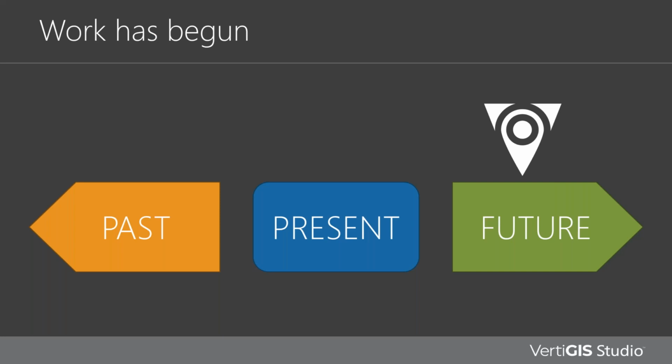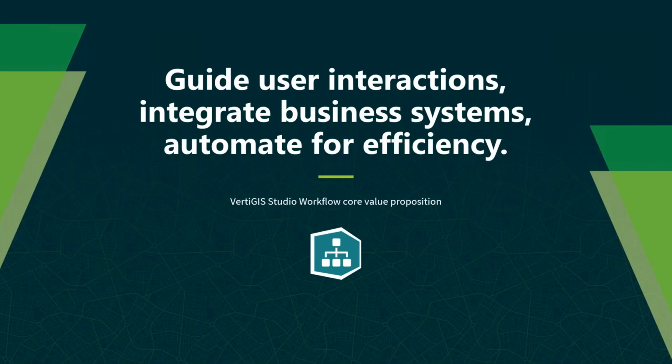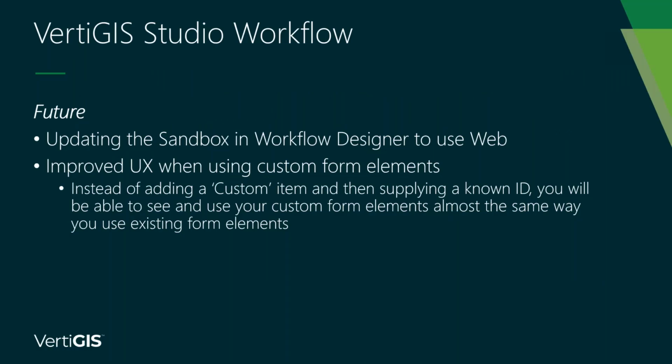Let's talk about future. First of all, future workflow. A couple things we're working on right now for workflow. I mean, there's always things we're working on for workflow, but we are going to be updating the sandbox in Workflow Designer to use VertiGIS Studio Web. Today, it's using kind of its own flavor of something, and that creates all kinds of interesting situations where, why does it work this way here and this way here? So it is moving toward Workflow Web.